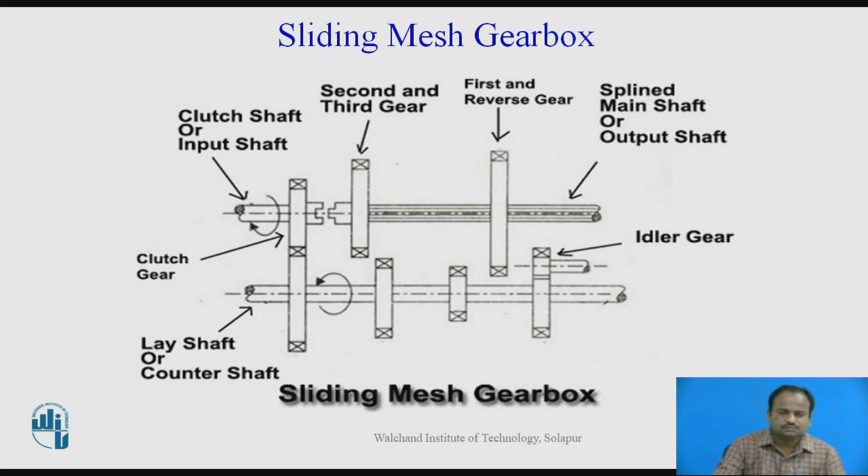So in this case, how it is operating? The gear lever is shifted. That time first gear slides over the main shaft and that is connected to the lay shaft gear. That time we will get the first gear. So here from lower diameter to higher diameter the motion is transmitted. Therefore here we will get higher torque and lower speed.